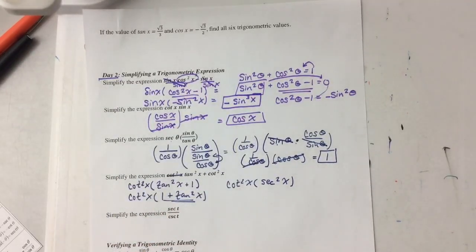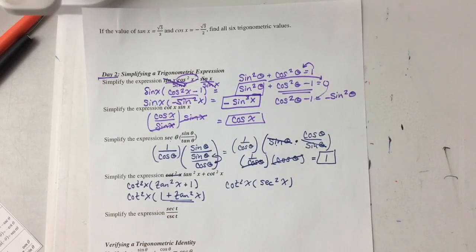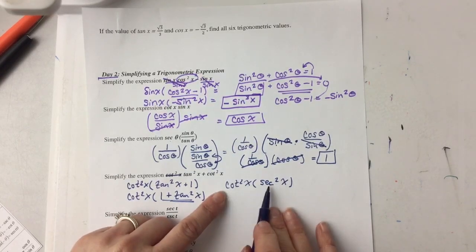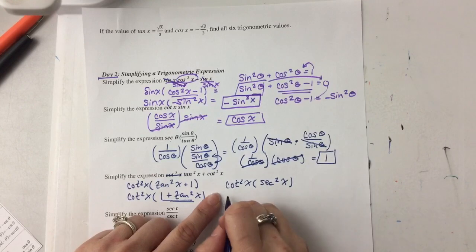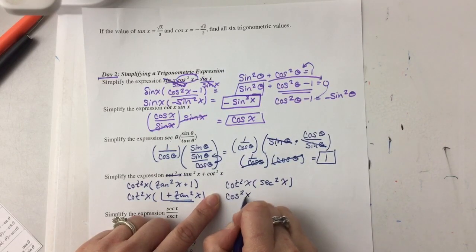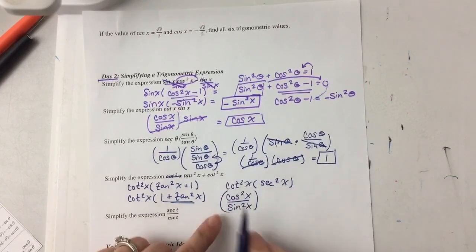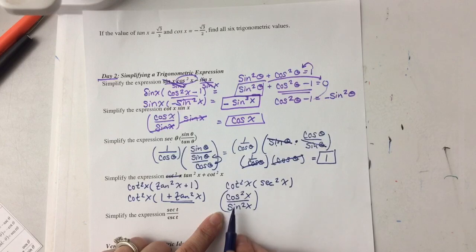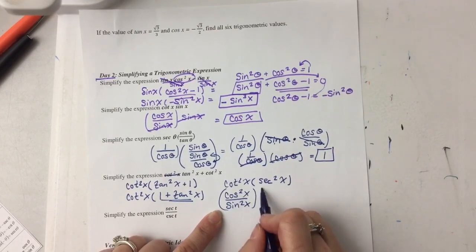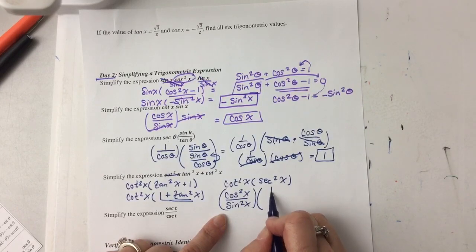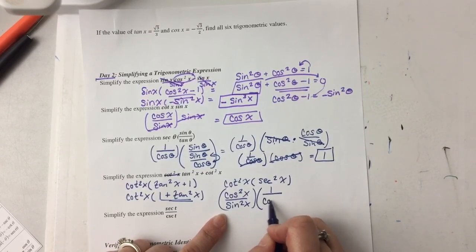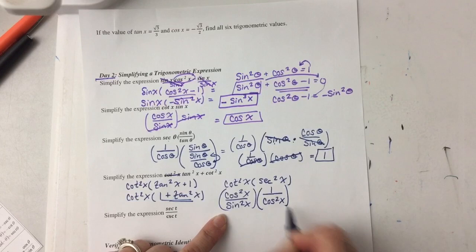I'm not done yet because you can only have one trig function at the end. I still have 2: a cotangent and a secant. Well, cotangent is squared, so I could write it as cosine squared of x over sine squared of x. You can do that because cotangent is cosine over sine. It's squared, so you have to make sure that you square both the top and bottom. Secant is the reciprocal of the cosine. Again, it's squared, so it's 1 over cosine squared of x.